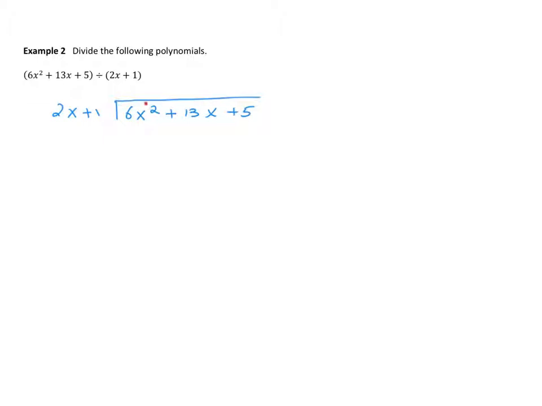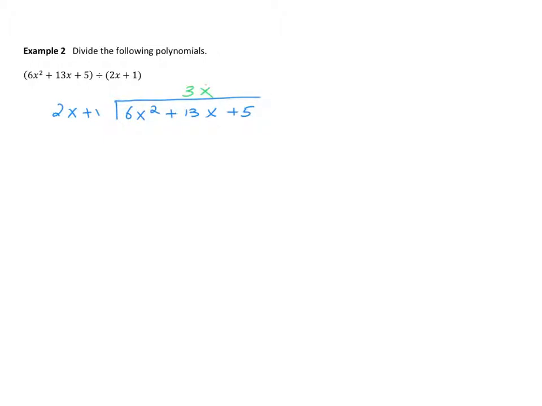What we're going to do is try to cancel the 6x squared by multiplying something to 2x. But then we're going to see how this 1 plays a role. Okay, if you want to get a 6, you have to multiply this thing by 3. And if you want to get an x squared, you have to multiply this thing by x. So my first piece is going to be 3x. Again, I'm putting that above the x's.